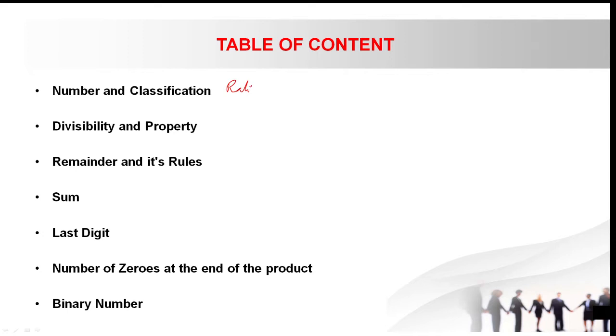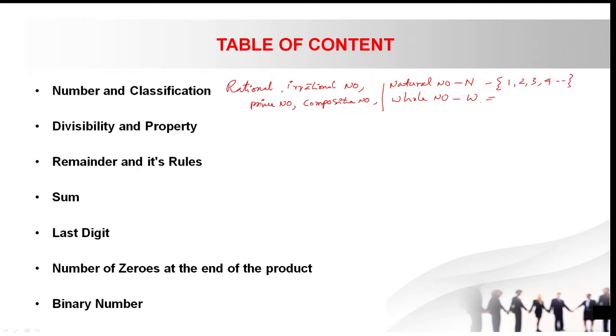So let us say those are rational numbers, irrational numbers, prime numbers, composite numbers. In some other cases, natural numbers. Generally natural numbers are represented by the letter N. Natural numbers means you will get 1, 2, 3, 4 and so on. Whole numbers are represented by the letter W. Here 0 will be included, so 0, 1, 2, 3, 4 and so on.